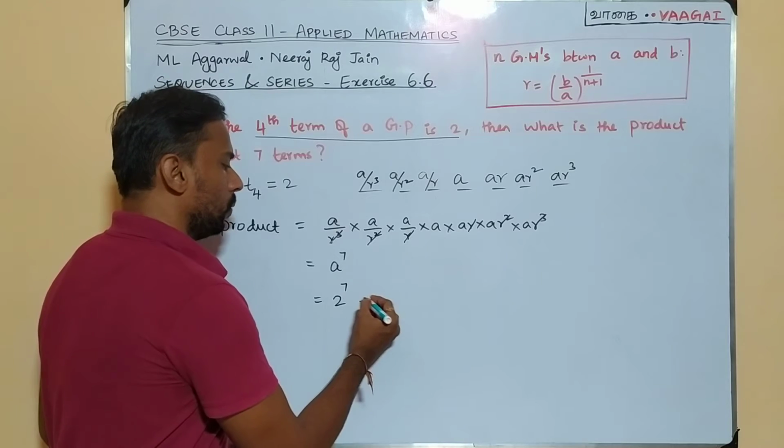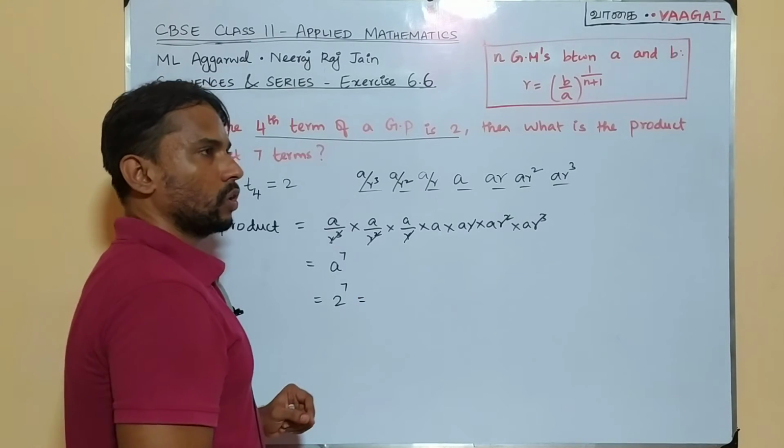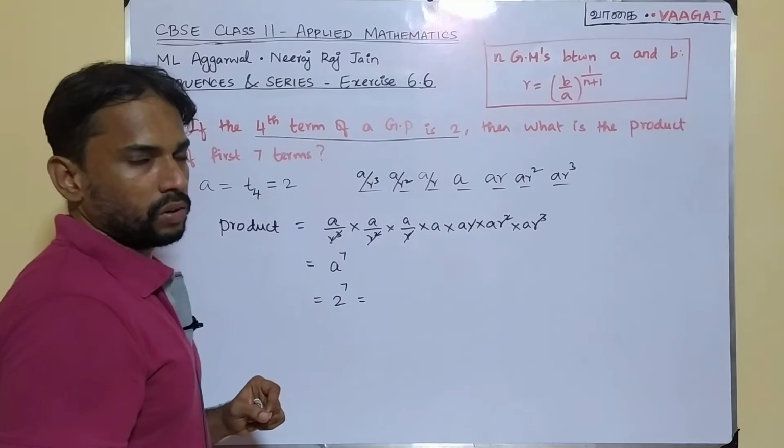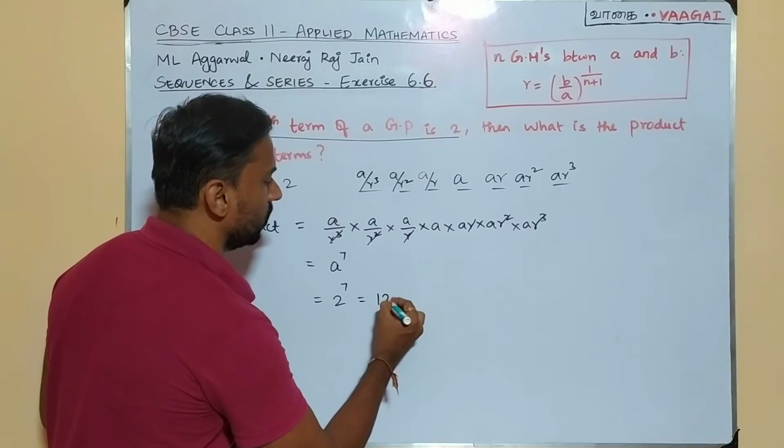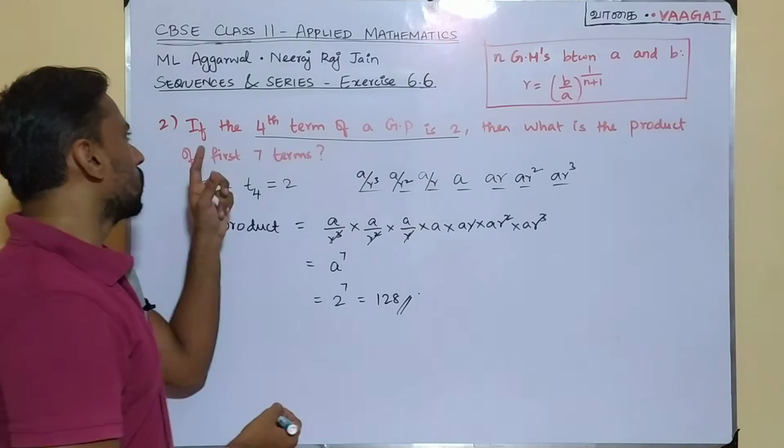Simple. If you want to expand 2 power 7, you can expand it. It's not going to be a very big value. 2 power 5 is 32, 2 power 6 is 64, 2 power 7 will be 128. So 128 is going to be the answer for our question number 2.